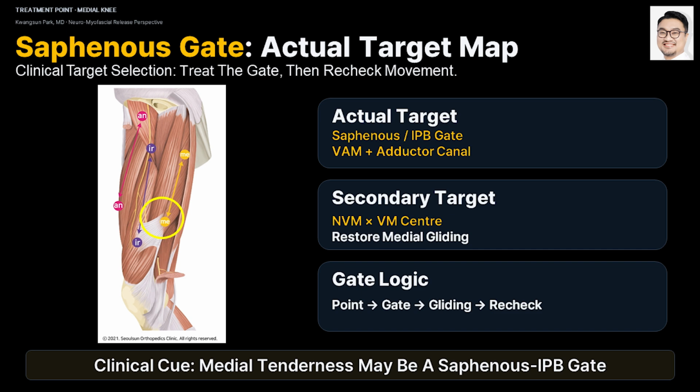On the actual target map, I focus first on the saphenous and infrapatellar branch gate near the vasto-adductor membrane and adductor canal interface. A secondary fascial target is the vastus medialis region. The goal is not to chase every tender tendon, but to restore gliding at the gate.